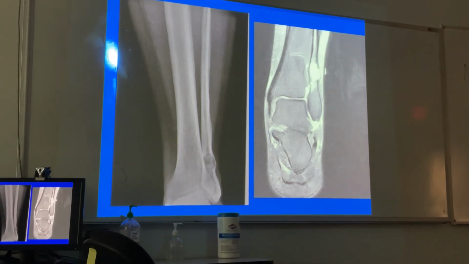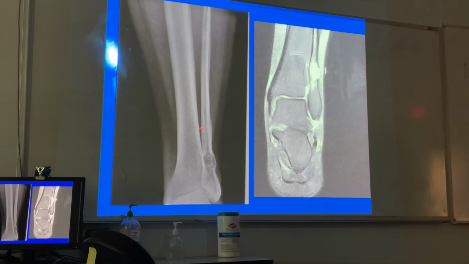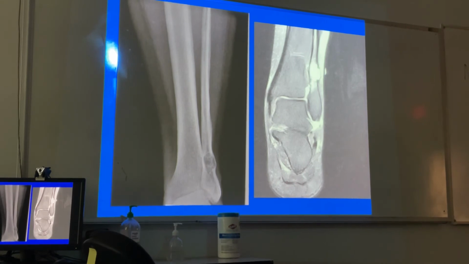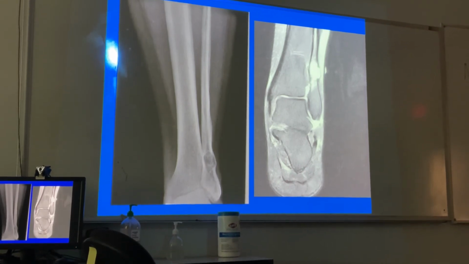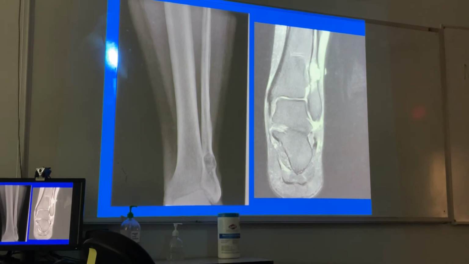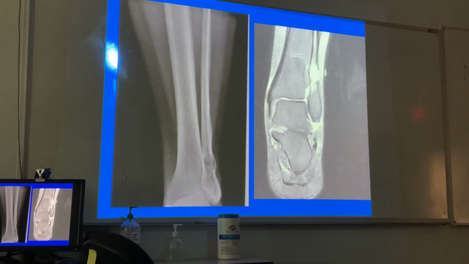So we can make decisions based on our plain films, but national boards will give us this, and that's why we practice the way we practice. Always imaging. I'm not worried about national boards. I'm concerned that you make good decisions when you can order the MRI.